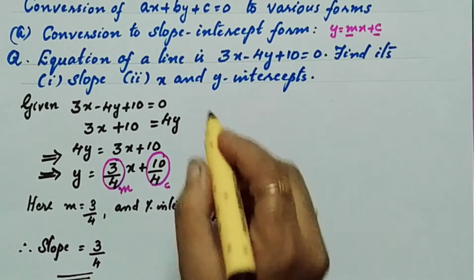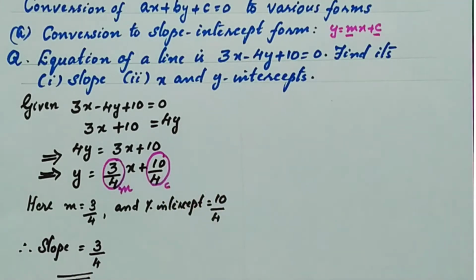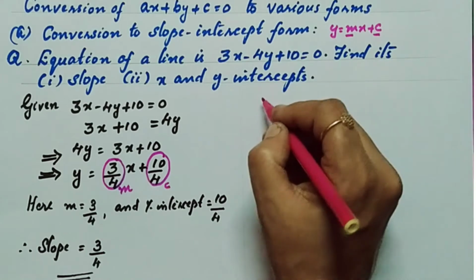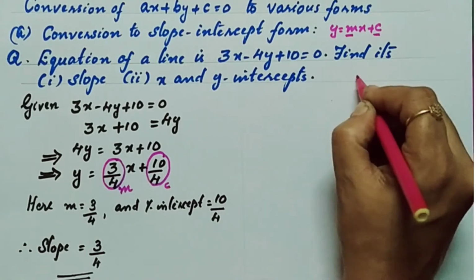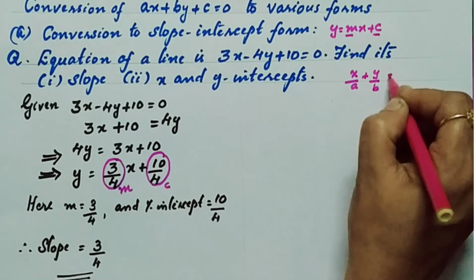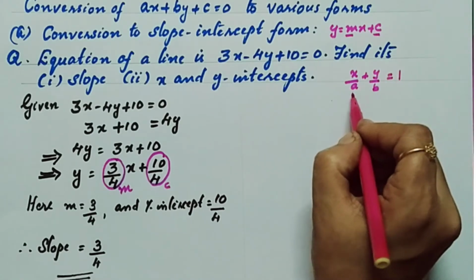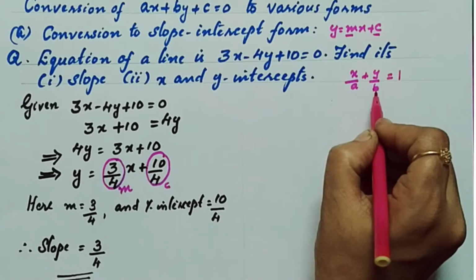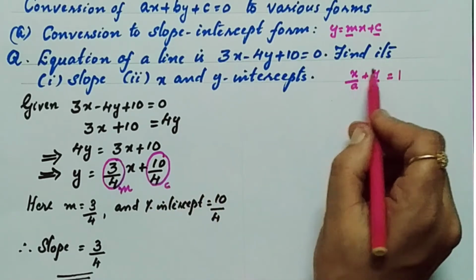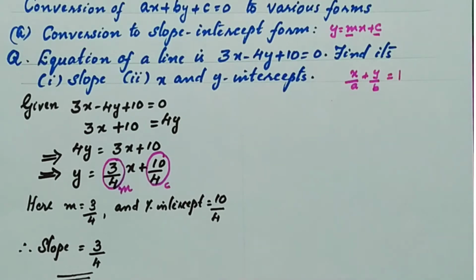The second part is you need to find both the x and y intercept. If you want to find both the intercepts, you need to convert the given standard equation to the intercept form. The general intercept form is x by a plus y by b equal to 1, in which a is called the x-intercept and b is the y-intercept. So to get the x and y-intercept, you need to convert the given equation to x by a plus y by b equal to 1 form.